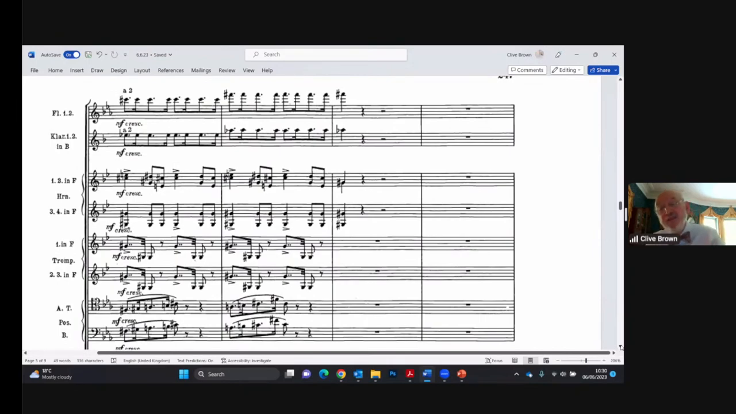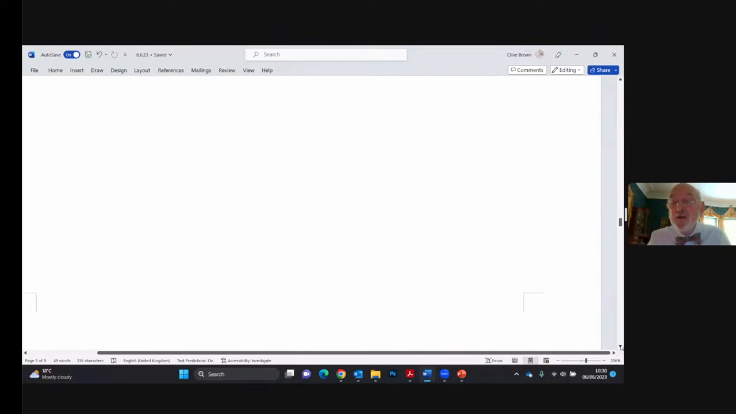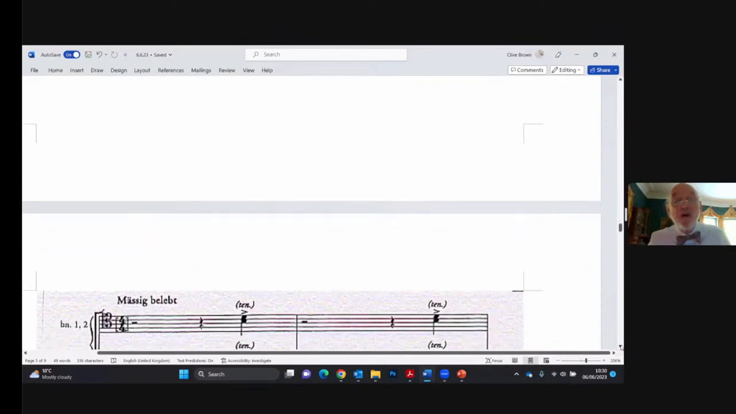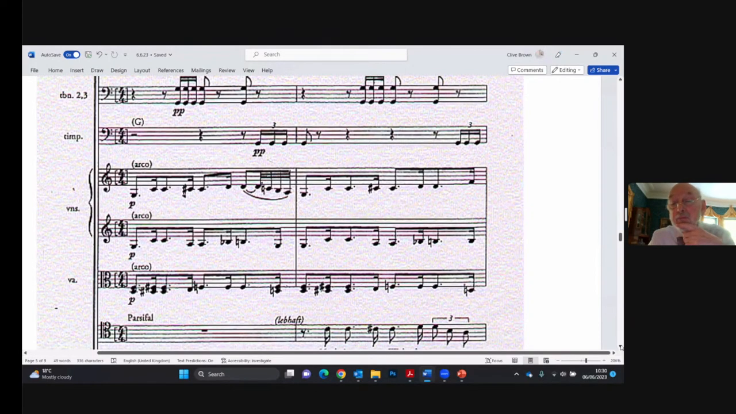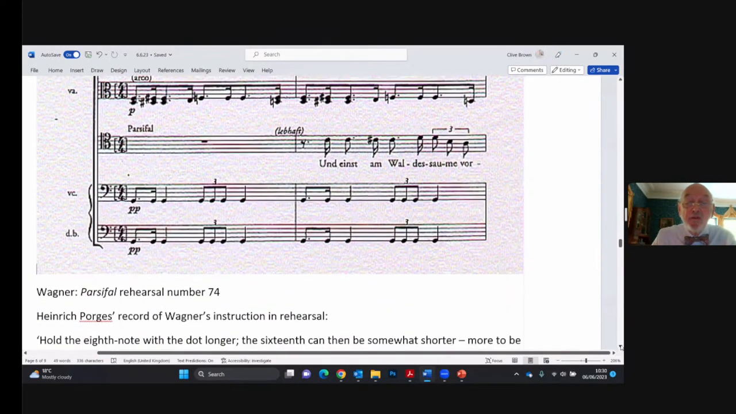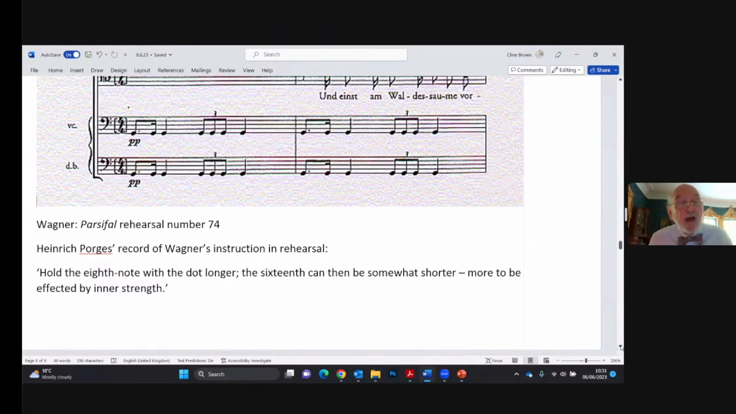So you've got single dots and double dots, and both of these would probably be over dotted. And as I say, if we want a bit of historical evidence for the fact that this was still going on at this time, we can look at this passage from Wagner's Parsifal. Here you see the double dots, see the single dots here. You'd think that Wagner was rather precise, but at the rehearsals of Parsifal, he stopped the orchestra at this point, according to somebody who was there and described the rehearsal, Heinrich Poeckes, one of his assistants. And he says, Wagner says to the orchestra, hold the eighth note with the dot longer, the 16th can then be somewhat shorter, more to be affected by inner strength. So he was specifically instructing his players to overdot.